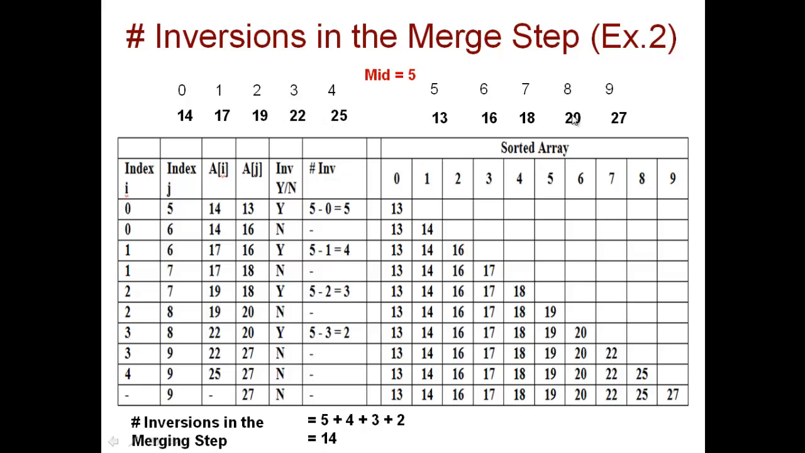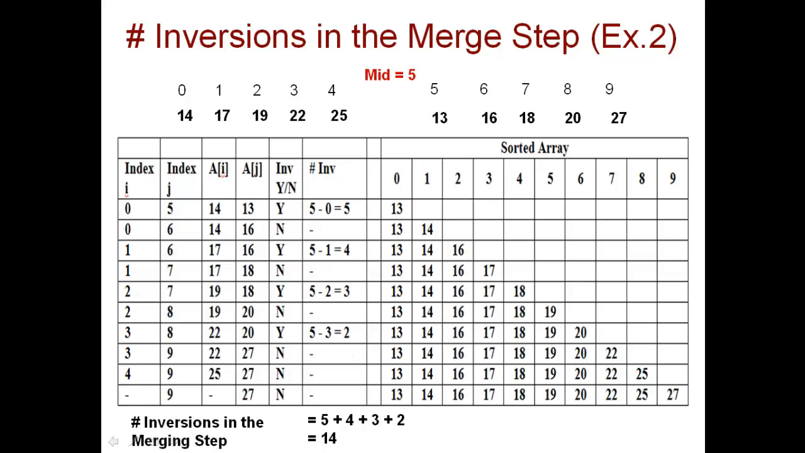So now 19 with 20, there's no inversion. So write down 19 and move i to the next index. 22 with 20, that's an inversion, 22 greater than 20. So the two inverted pairs based on mid minus i, 5 minus 3, are 22, 20 and 25, 20. So write down the smaller of the two, which is 20, and move j to the next index, which is 9. Now i is at 3, 22 is not greater than 27, so no inversion. So write down 22 and move i to the next index. 25 greater than 27, no. So simply write down 25, and you're done with the left subarray, and just write the right subarray.